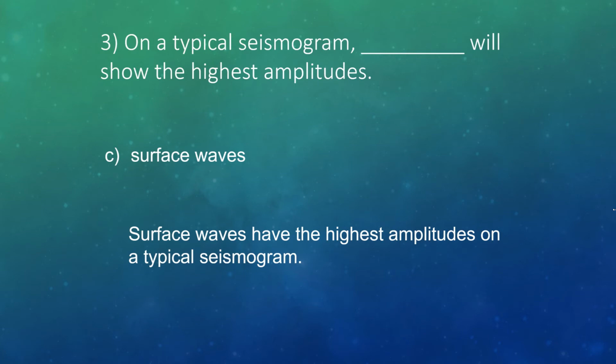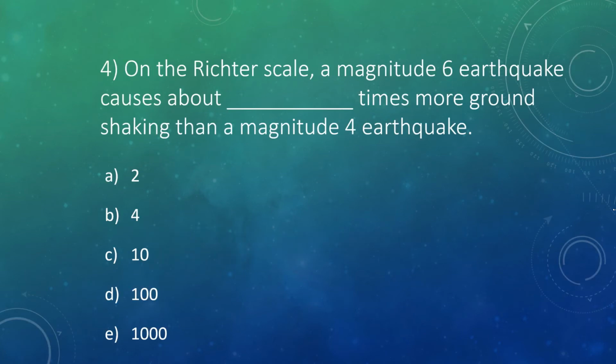And last but not least, number 4. On the Richter scale, a magnitude 6 earthquake causes about blank times more ground shaking than magnitude 4. So it's 2 magnitudes higher. So what does that mean about its shaking?